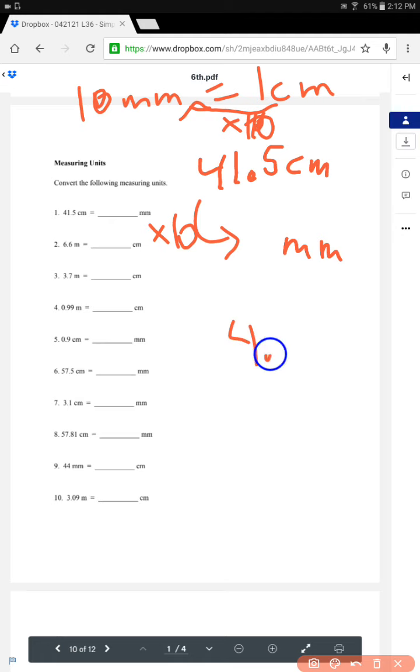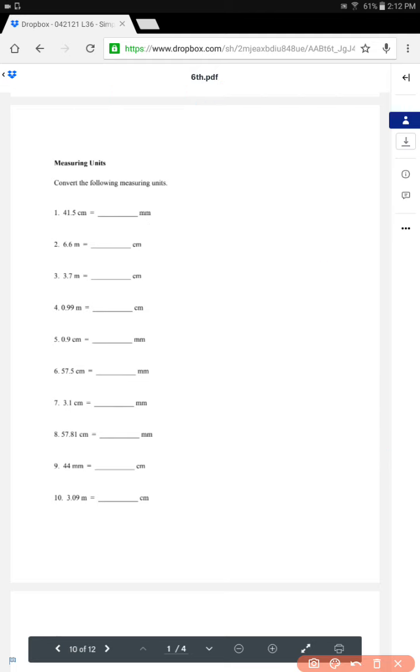So 41.5 centimeters times 10 is 415 millimeters. Yeah, pretty easy. Also, there are 100 centimeters in 1 meter, just for reference for the other problems.